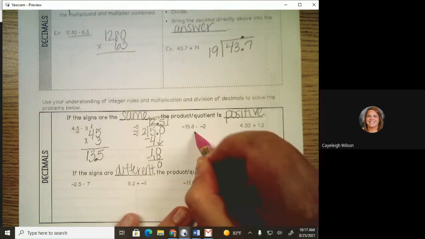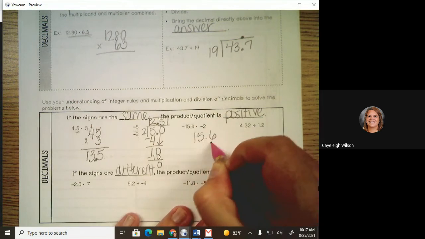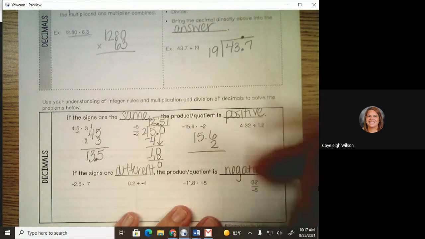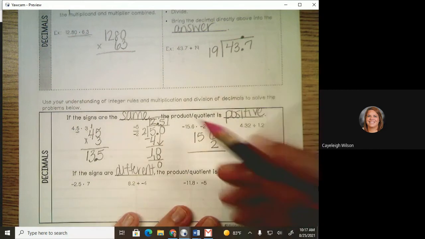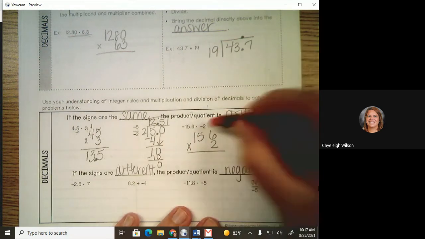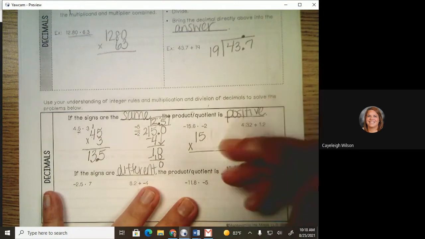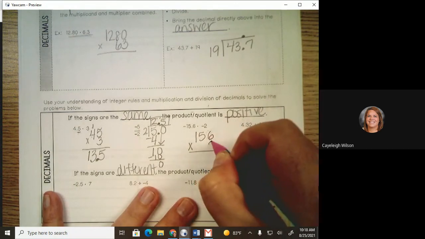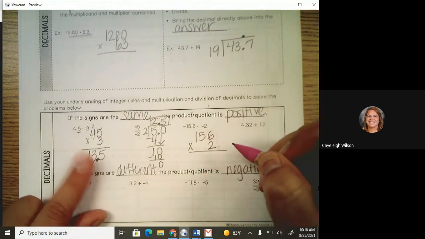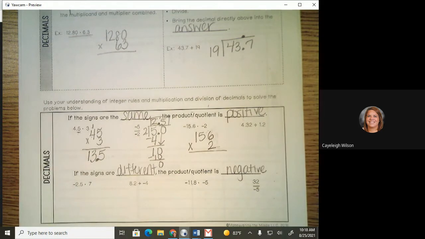All right, I'm going to let you all multiply this next one. So I'm just going to write it for you. And remember, we ignore our decimal places and just go ahead and multiply this. So 156, I'm going to line that up a little bit better. 156 times 2, and do it just like this one, and then we'll put that decimal place in. So go ahead and work it out yourself on your paper.